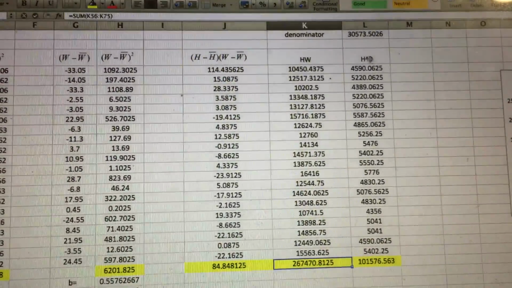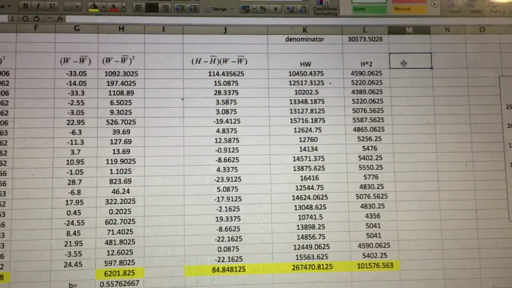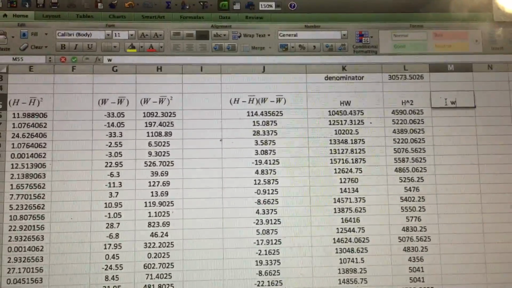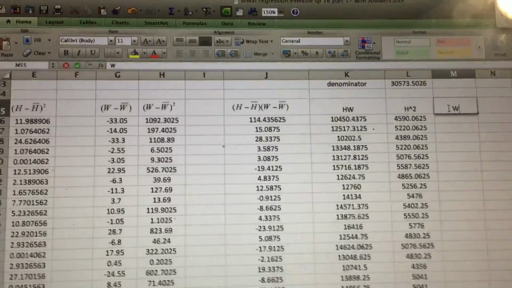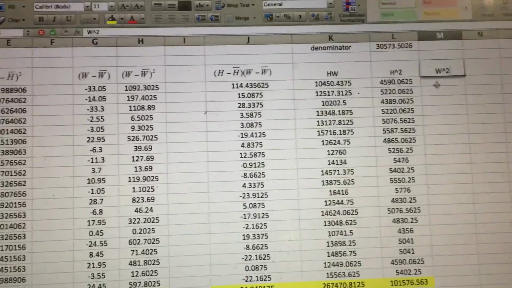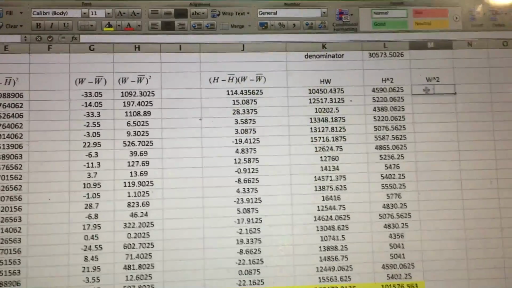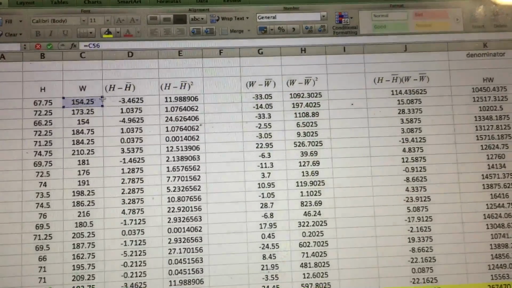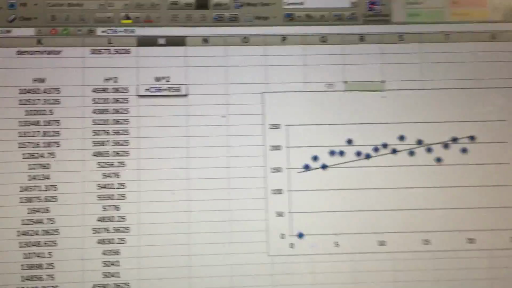And then I have the H, and I've squared each one, but I'm going to just go ahead and do the W too. I can't remember if we need it, but I think we do. So I've got the W squared, and I am going to take my equal sign, and I'm going to grab my total of my W, right?